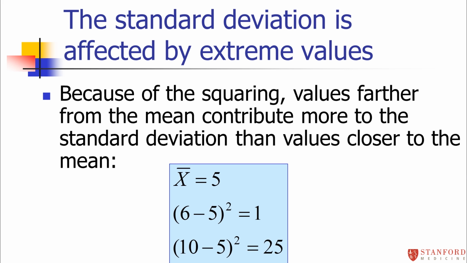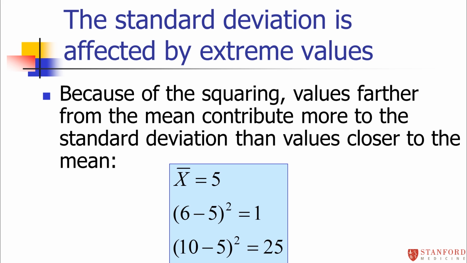Now, I just want to point out that there are consequences to the fact that we did this little squaring routine. So the standard deviation at the end of the day is not exactly the average distance from the mean. It represents sort of the average spread or average scatter, but it's not exactly the average distance. We have this little squaring trick in there, right?